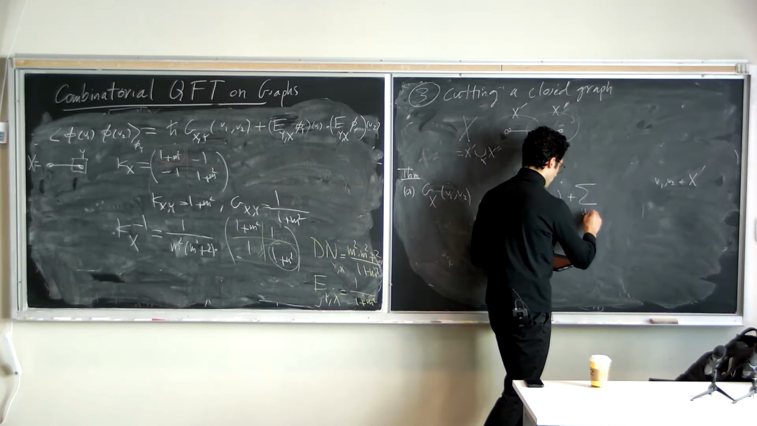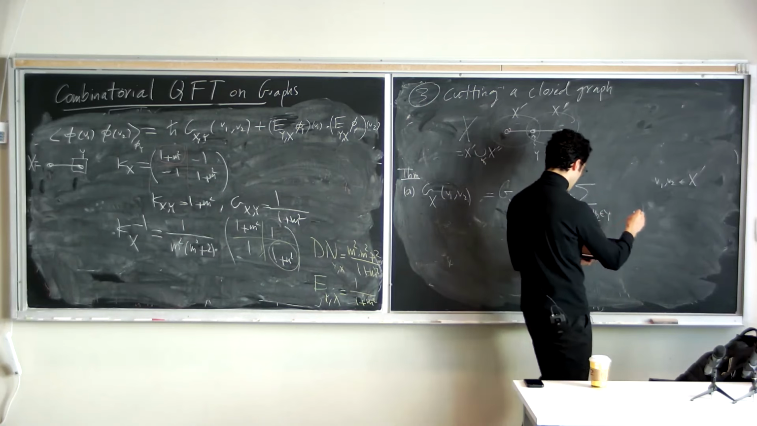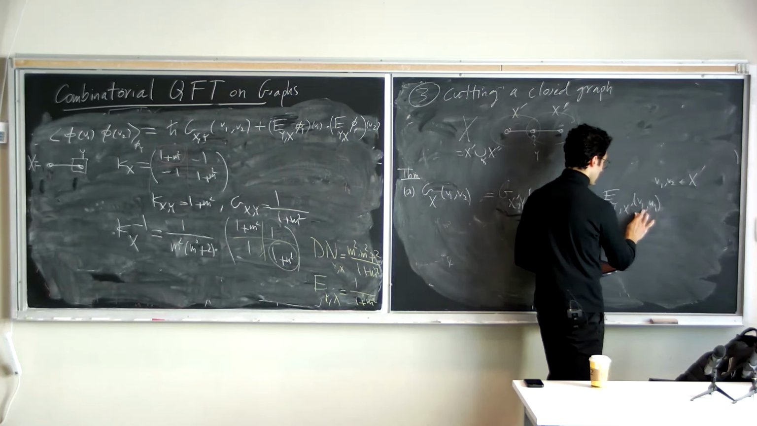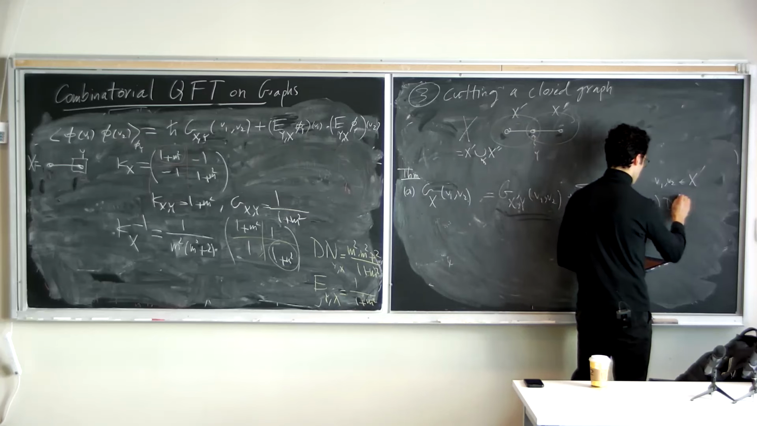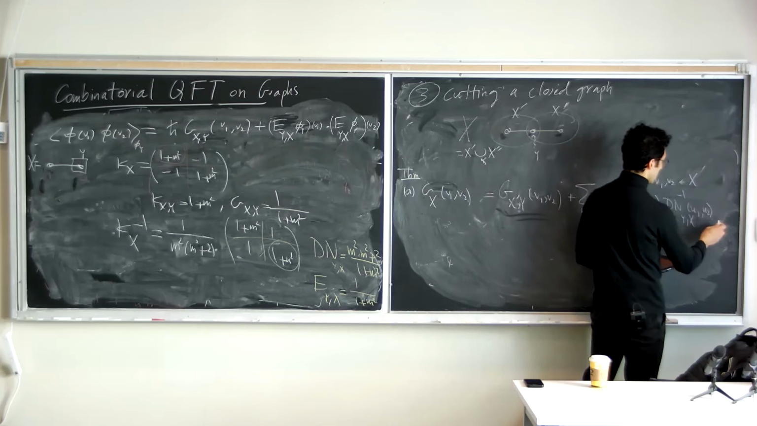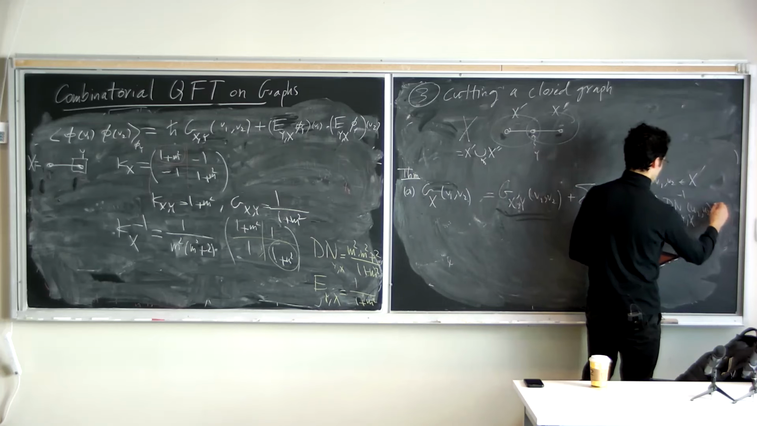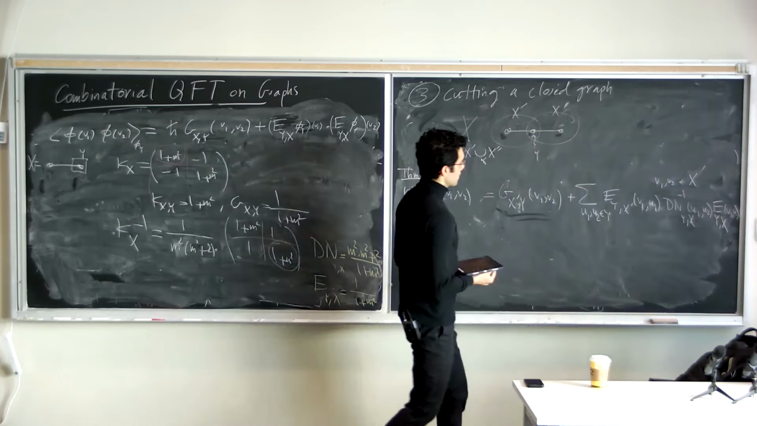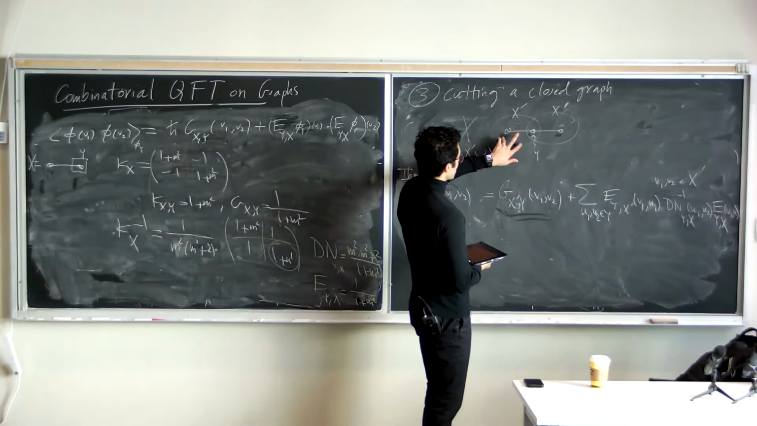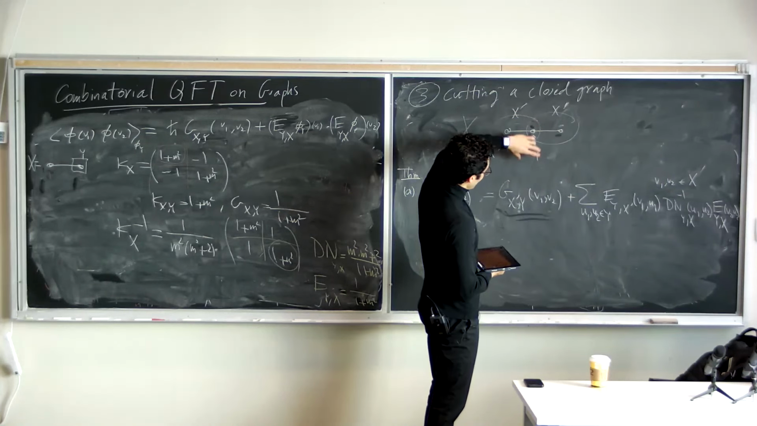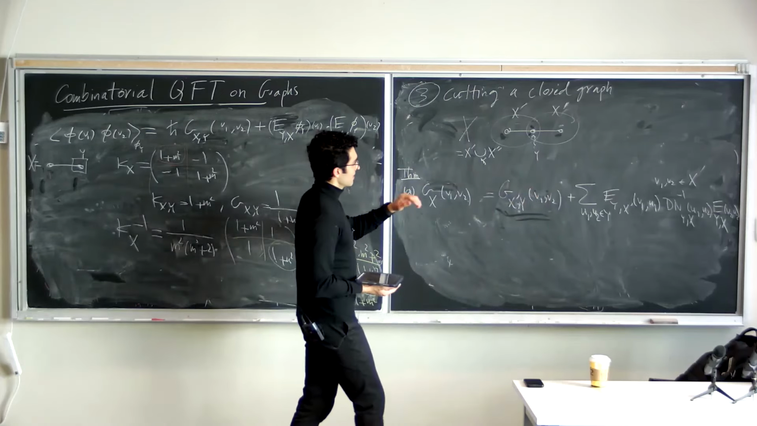Plus the sum over U1, U2 in Y, E_{Y X prime}(V1, U1), D_N inverse (U1, U2), and then E_{Y X prime}(V2, U2). So you can think that you go from X prime to Y, you do some summation over all the vertices in Y, and you come back because you have two vertices.